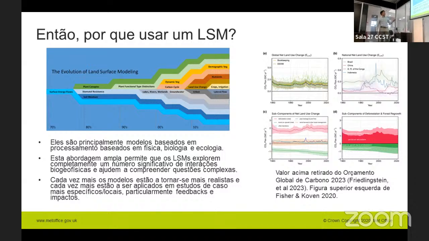But then I was born, and then in the late 90s, you start to see the emergence of dynamic vegetation, so how forests change over time due to environmental conditions, and the carbon cycle as well. This figure on the right here is from the Global Carbon Budget. It's published every year, and it basically uses land surface models to estimate the amount of carbon emissions from particular sources, like fire and other things.